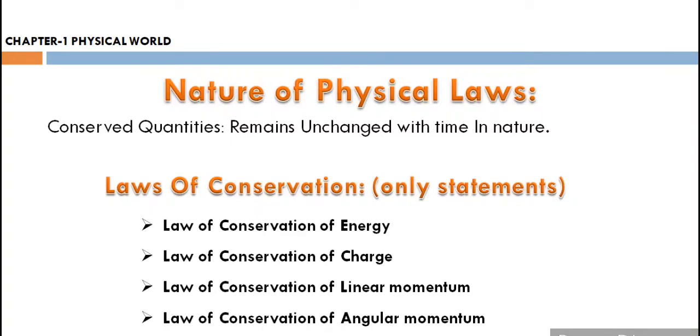Now, the law of conservation of mass is important for chemistry, but in physics we won't consider that. So right now we only know about the law of conservation of energy. Let me tell you what you know about it. The total amount of energy in the universe remains constant. Energy can neither be created nor destroyed. It can only be converted from one form to another. Clear? So this is the law of conservation of energy.